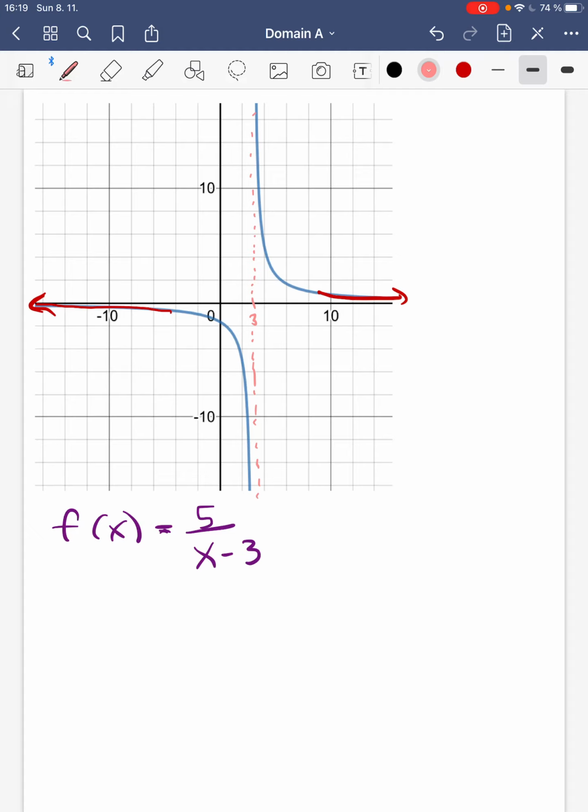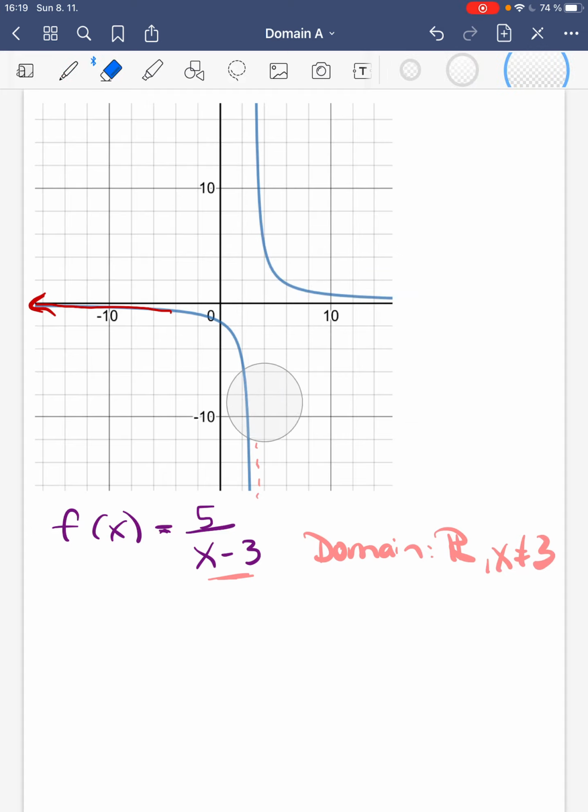As x gets closer to 3, we get infinitely large values because we're dividing by a fraction. But just like I said before, the domain can be absolutely anything with the exception of that one value. And now for range, it's really easiest to look at it with the graph.